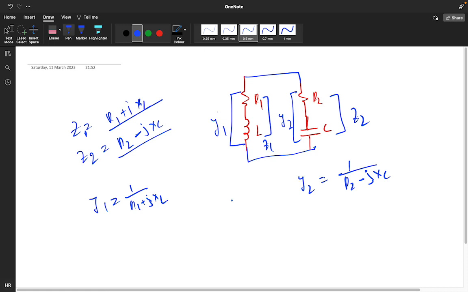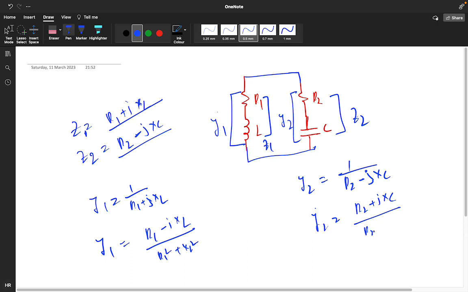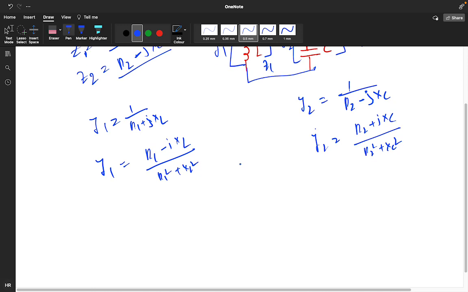JXC. Right? If you rationalize this, what you are getting? R1 minus JXL divided by R1 square plus XL square. And if you rationalize this, what you will get? R2 plus JXC divided by R2 square plus XC square. Okay, I am not considering in the form of omega L. If you put the value, you will get the same result.